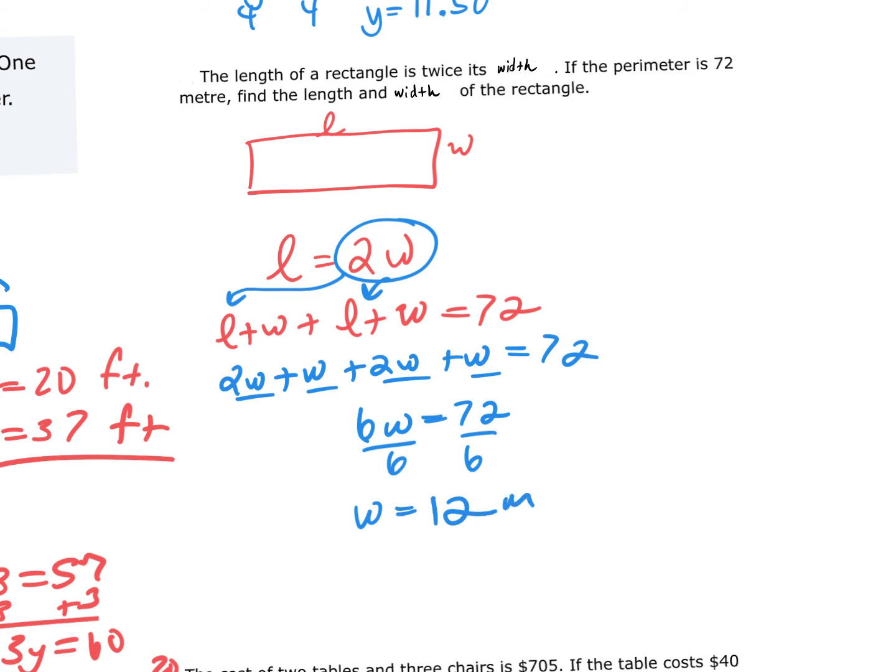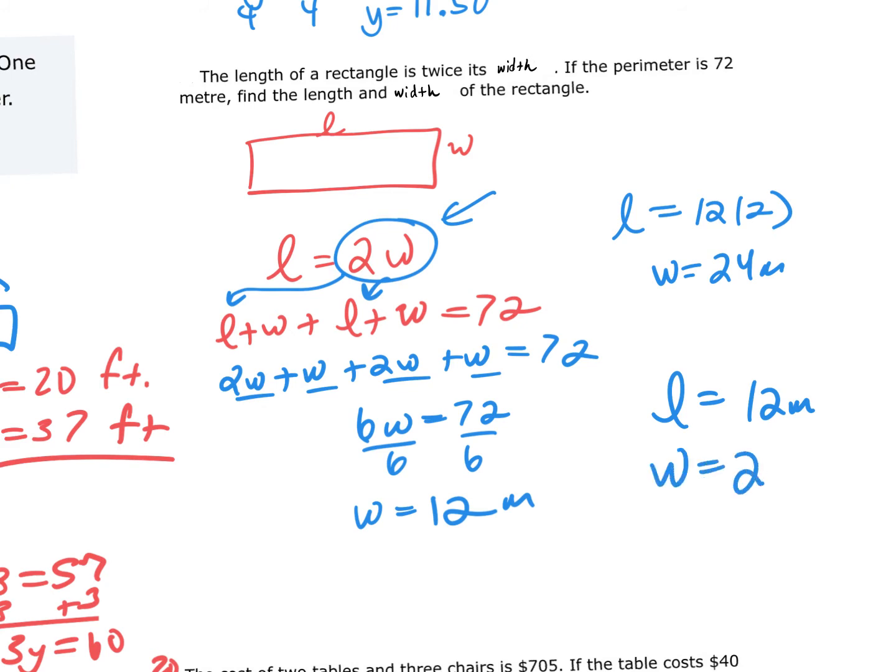So if I know that the width is 12, how do you figure out what the length is? Plug it back in. You plug it back in right there. So the length equals 12 times 2, which is? 24. So your width is 12 meters and your length is 24 meters.